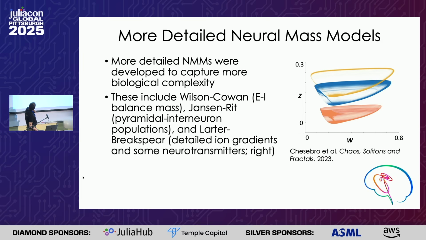So there are many, many different mass models, neural mass models. There's, for example, Wilson-Cowan, one of the oldest ones, that essentially describes the excitatory to inhibitory balance. Jansen-Rit is a model for pyramidal interneuron populations, and the Breakspear model has detailed ion gradients. So they took essentially Hodgkin-Huxley neurons and did a mean field model on them.